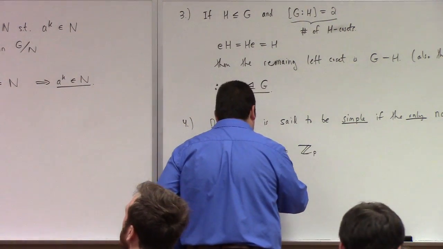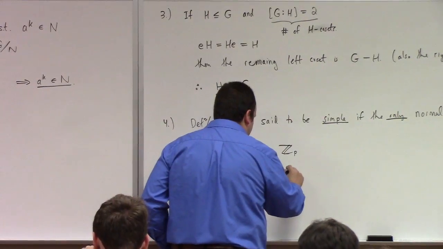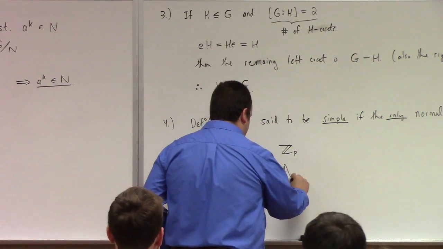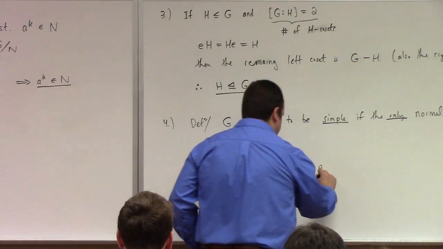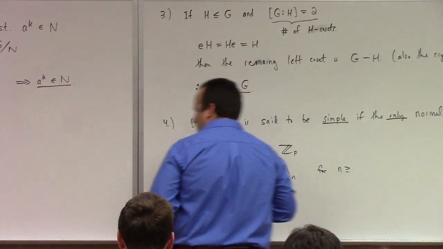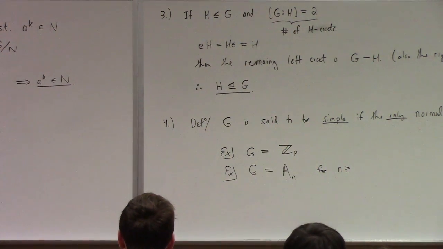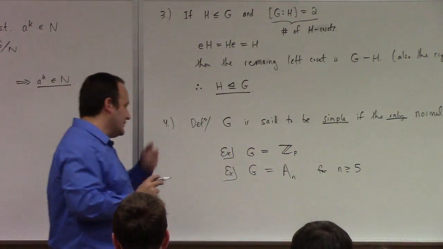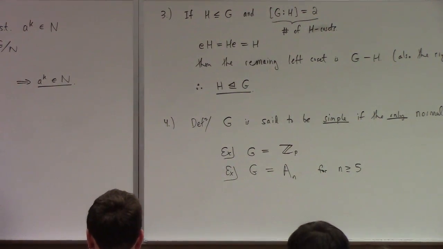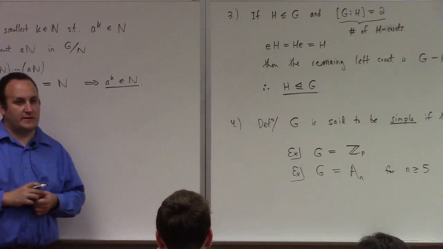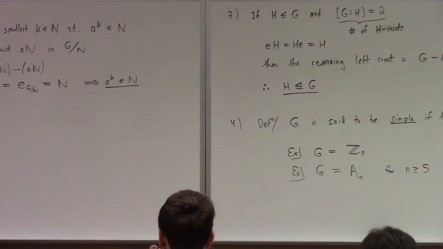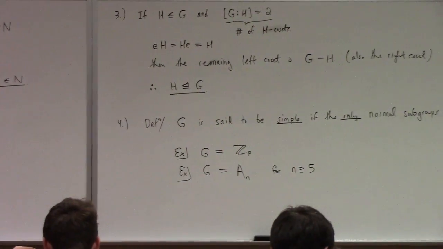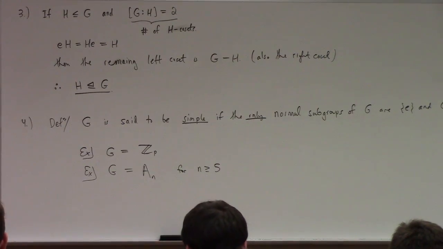Another example of a simple group is G equal to the alternating group A_n for n greater than or equal to 5. This I will not prove at the moment, but it turns out that it plays a role in showing the insolvability of the quintic. That's part of the story I started with on day 1 that I won't complete in here, but I'll keep talking about.